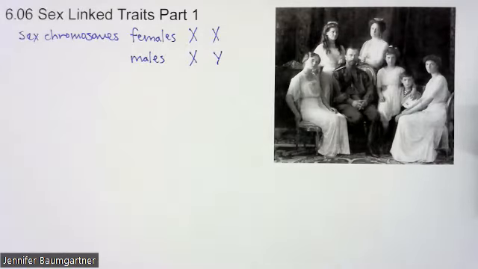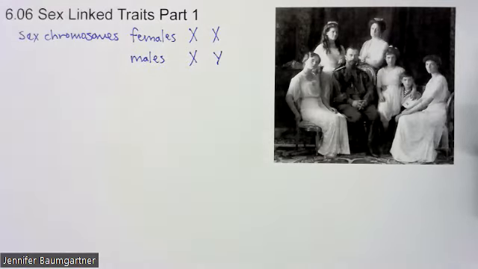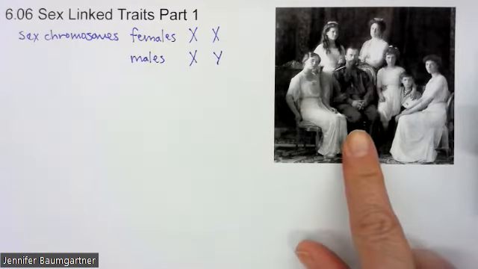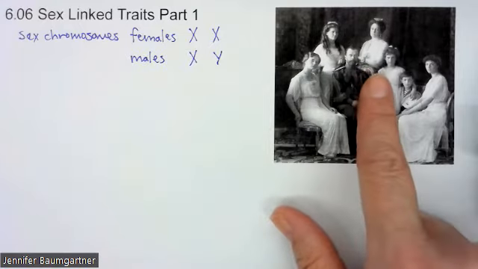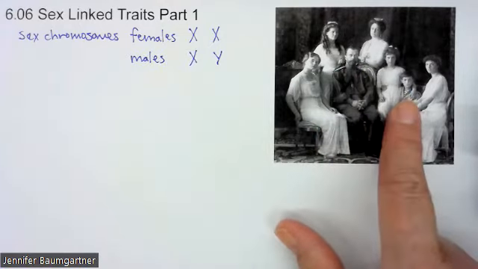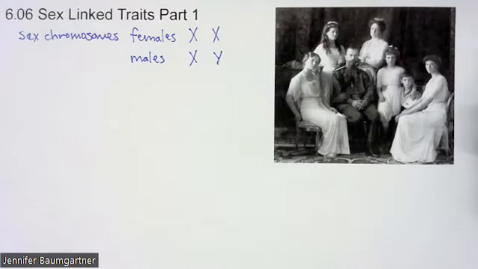And what you'll see to the right here is a picture of the Russian royal family, the last Russian royal family, the Romanovs. So here we see Tsar Nicholas and the Tsarina. They had 4 daughters and they had 1 son. And most of the time when we talk about sex-linked traits, this family comes up because it was very, very impacted by a sex-linked disease.